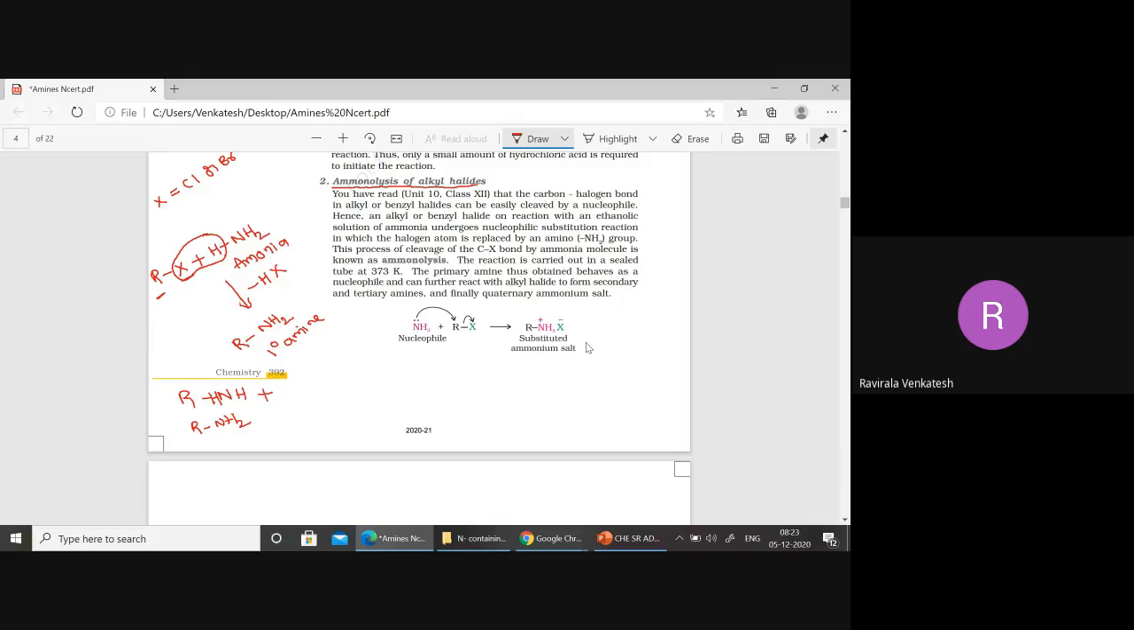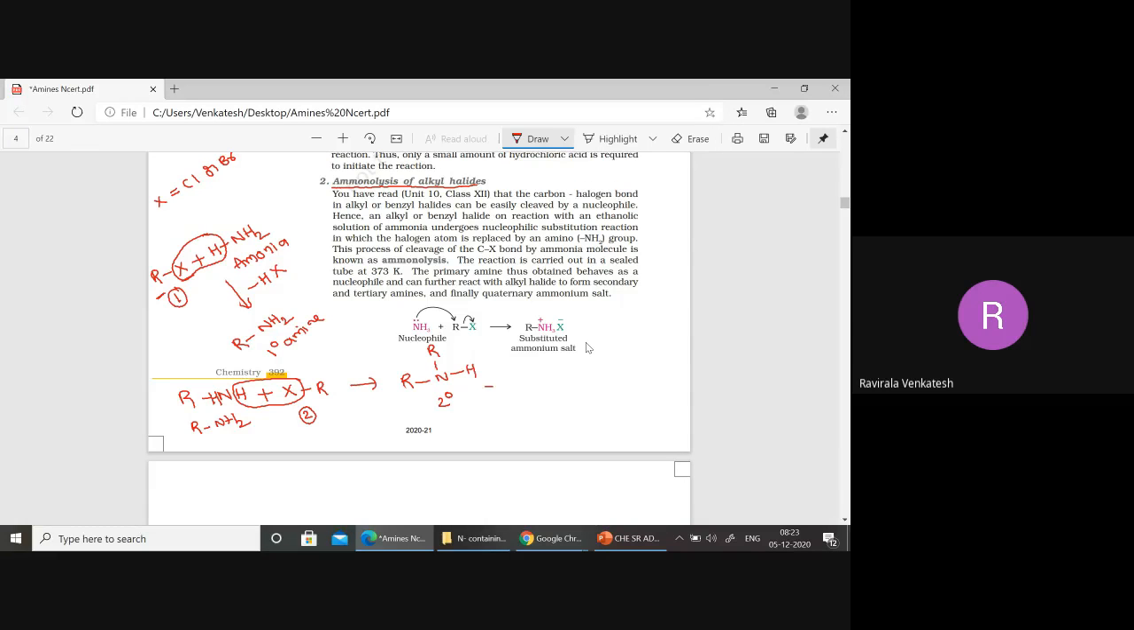Again reacting with the second mole of alkyl halide. This is the first mole of alkyl halide, and this one is the second mole of alkyl halide. Again HX is removed here. So what are we going to get here? R2NH. This is called secondary amine. For our understanding, the secondary amine I am writing like this. Both are the same.